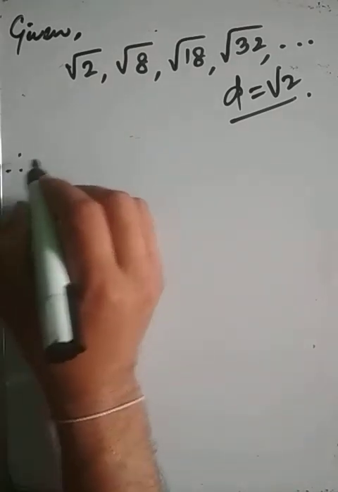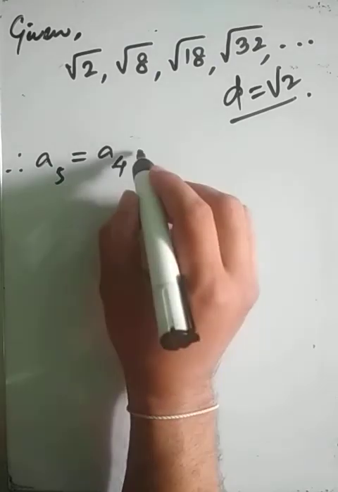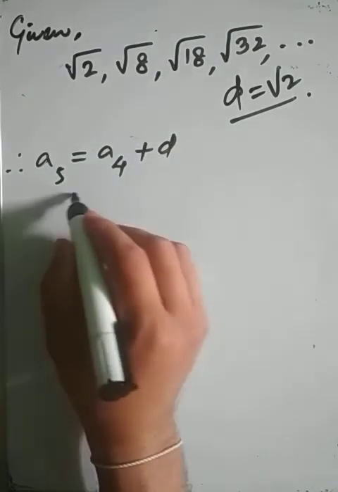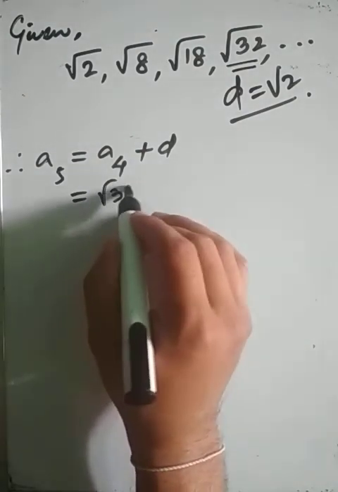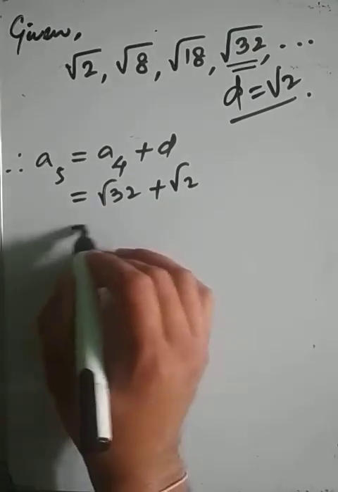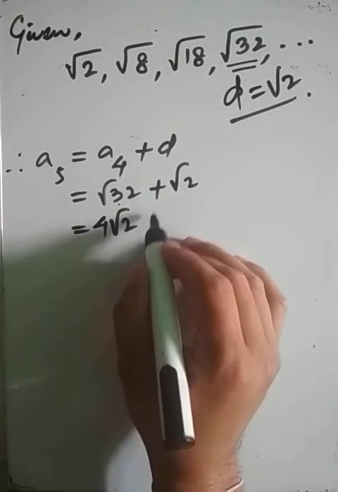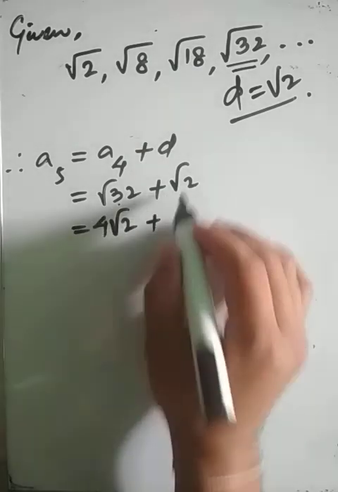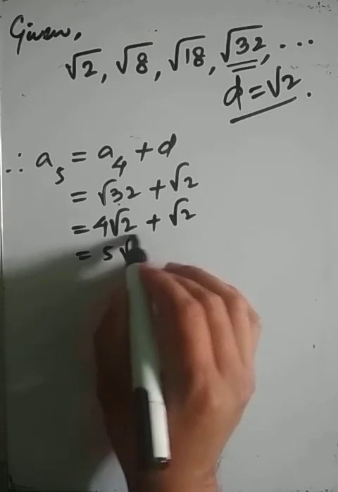So therefore A5 means A4 plus D. What is the value of A4? Root over 32. Root over 32 plus D value is root over 2. So this value is 4 root over 2. Then here plus root over 2 means root over 2. Okay, so we'll be getting here 5 root over 2.